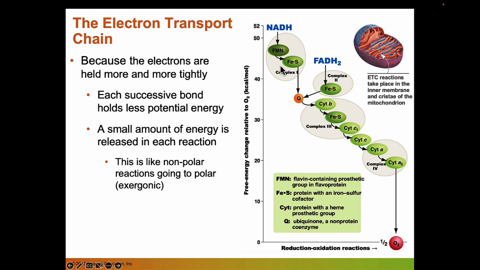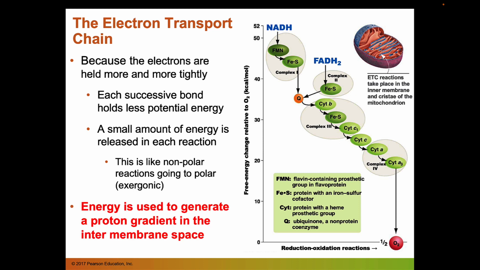And so each successive bond that is created has less potential energy, and that means a small amount of energy is released in each set of reactions of electron transfers. So this is like going from a nonpolar to a polar bond, which is exergonic. And we're going to use this energy that's created by transferring electrons through this electron transport chain to actually generate a proton gradient in the intermembrane space.